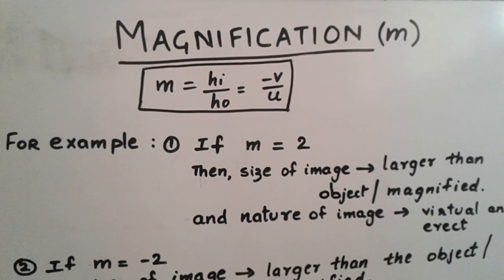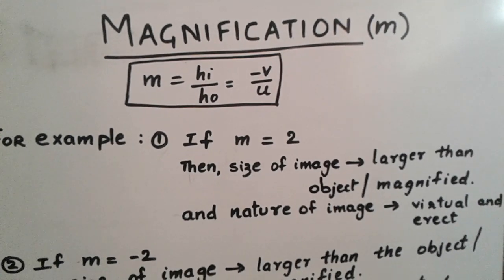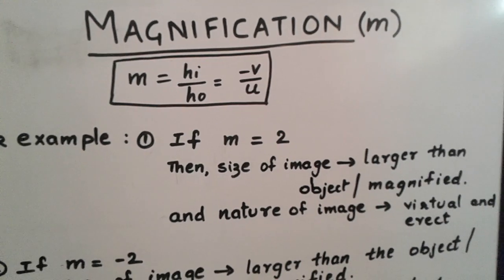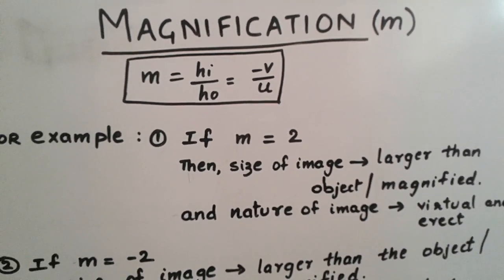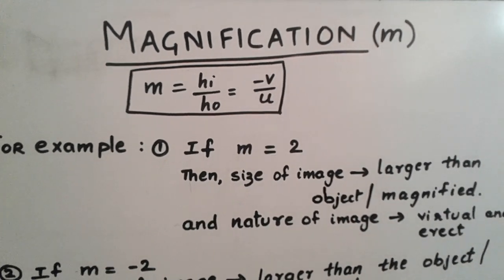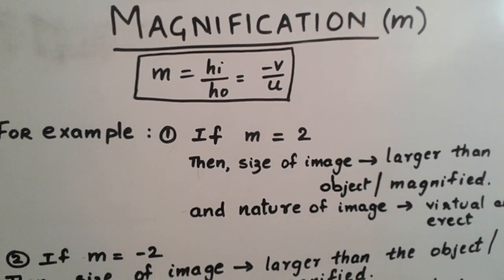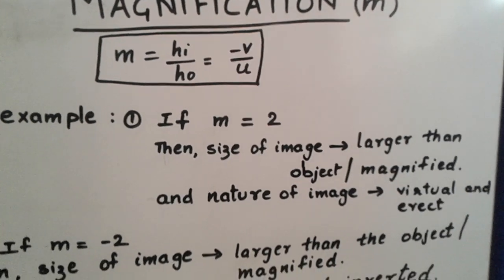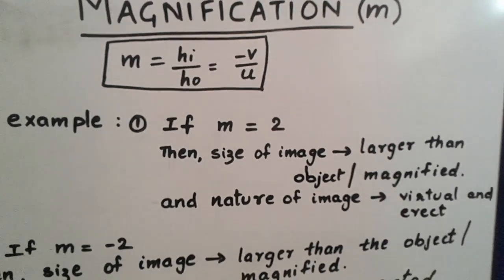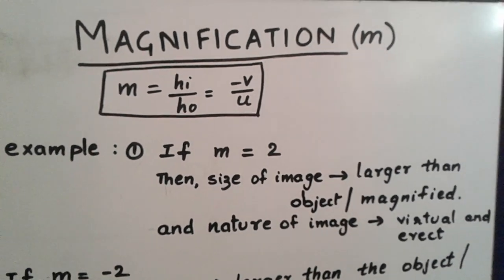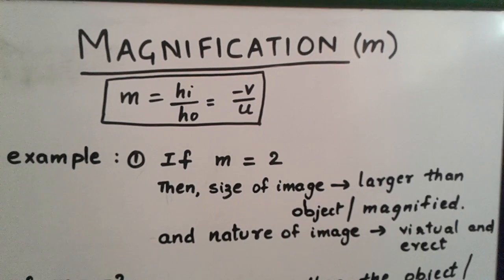For example, number 1, if m is equal to 2, that means after calculating the value of magnification, the numerical value comes out to be 2 and no sign, positive or negative, is written, then it is understood to be a positive sign. That means it is positive 2. Then the size of the image will be larger than the object, or magnified. How many times magnified? 2 times. And the nature of the image will be virtual and erect.